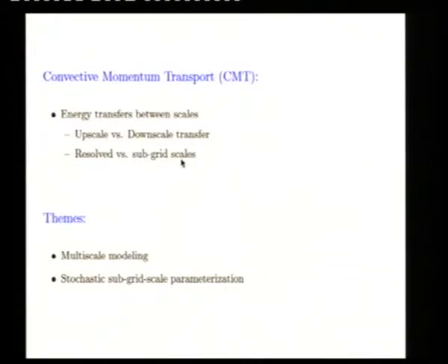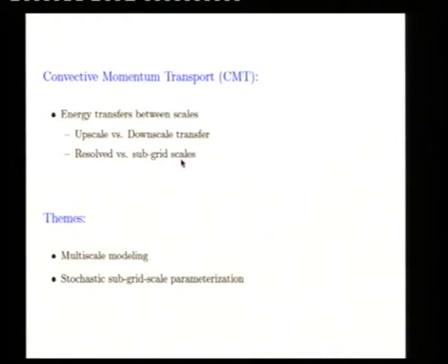Among the different aspects of convective momentum transport, these are some of the main ones we'll be thinking about. Basically thinking about it in terms of energy transfers between scales. We're going to see that this could be upscale transfer, meaning that energy is transferred to the larger scales, which are accelerated. Or it could be the other way. The larger scale could be damped by the convection.